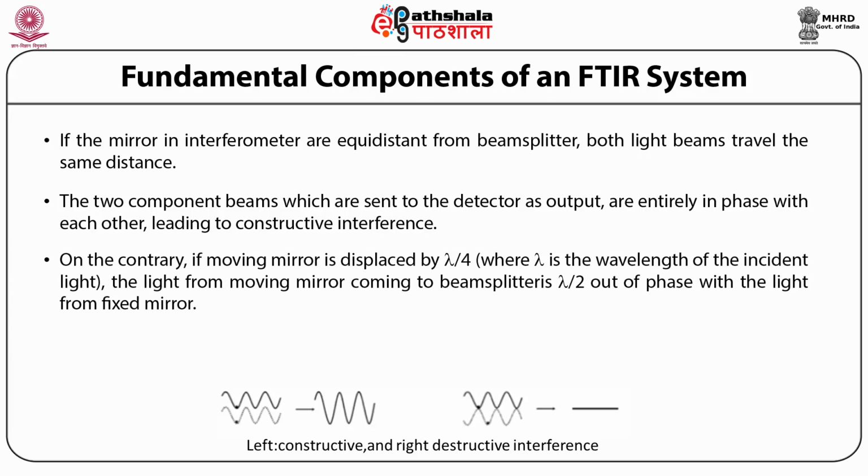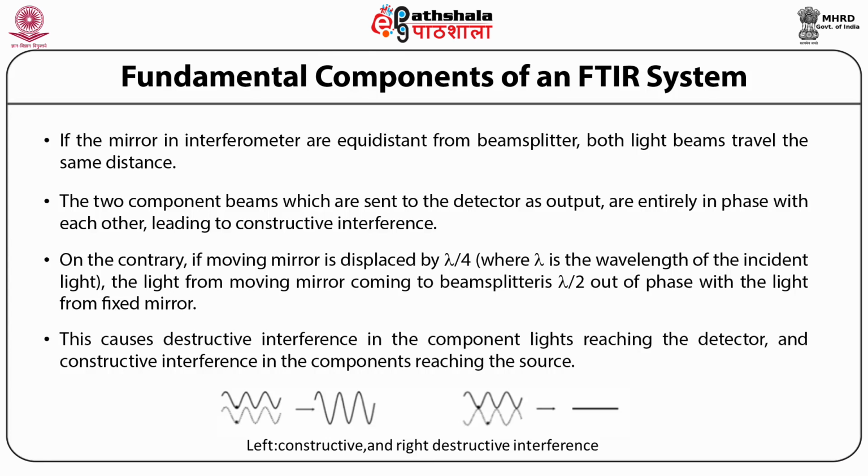On the contrary, if the moving mirror is displaced by lambda by 4, where lambda is the wavelength of the incident light, the light from the moving mirror coming to the beam splitter is lambda by 2 out of phase with the light from the fixed mirror. This causes destructive interference in the component lights reaching the detector and constructive interference in the components reaching the source. Thus, no light reaches the detector and the entire light is sent back to the source.